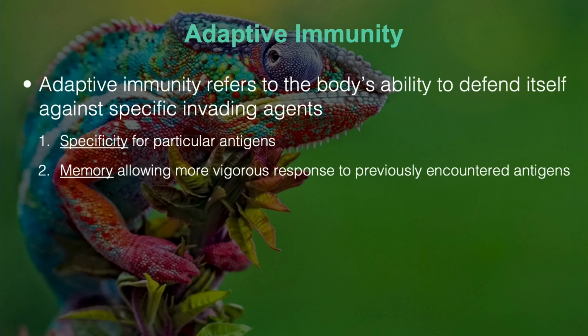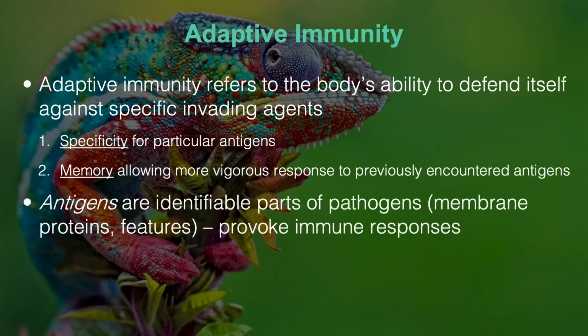It responds in some manner on the initial invasion, and then on subsequent invasions, it can remember how that first experience, that first encounter went, and adapt more quickly or respond more quickly. So it has a memory allowing a more vigorous response to previously encountered antigens.